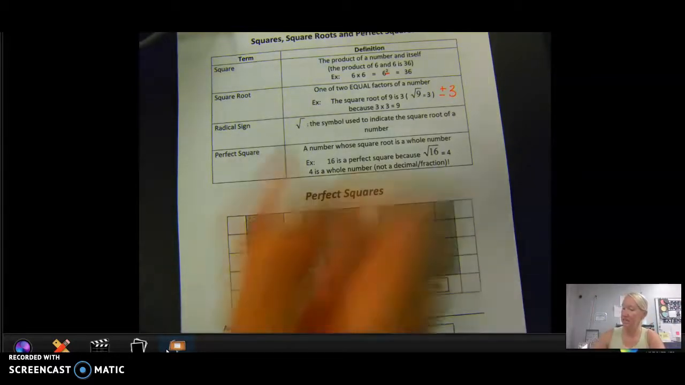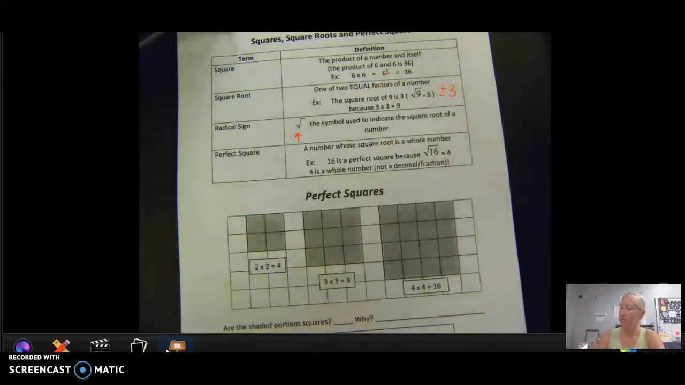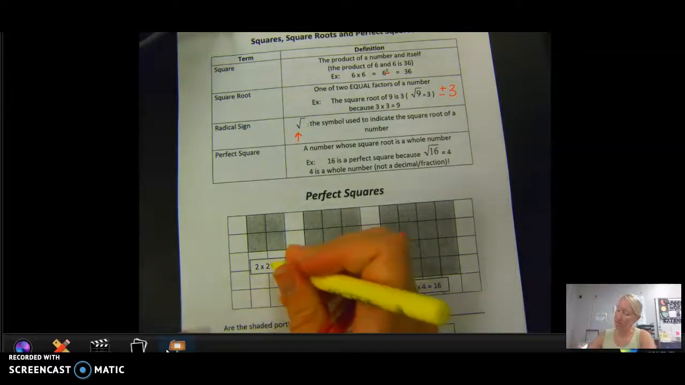A radical sign is this guy, a symbol used to identify that we are taking the square root. A perfect square is a number whose square root is a whole number. So 16 is a perfect square. 1 is a perfect square because 1 times 1 equals 1. 4 is because 2 times 2 is 4. 9 is because 3 times 3 equals 9. So these are all perfect squares.